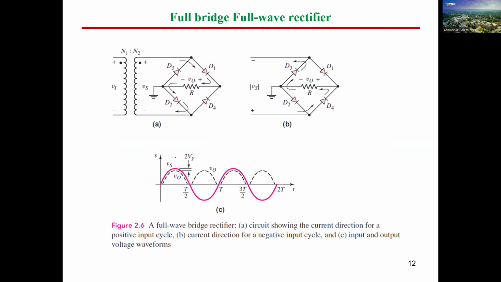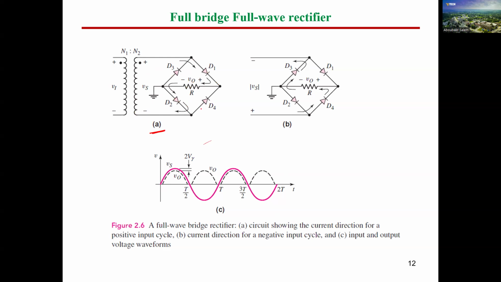This is our supply here on the left-hand side in figure A. This is our secondary volt. If we have D1 and D2 on together, the current is moving through the load here and returns back through D2. So we have two diodes connected in series. During this time, guys, you will find that D3 and D4 are open circuits.